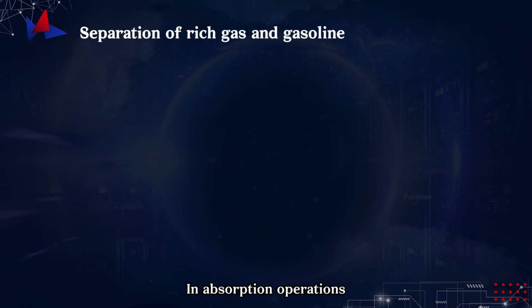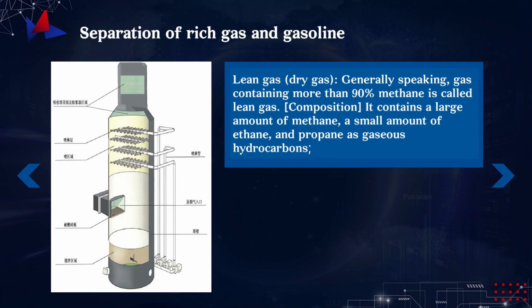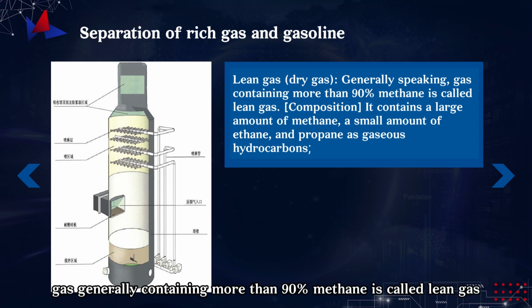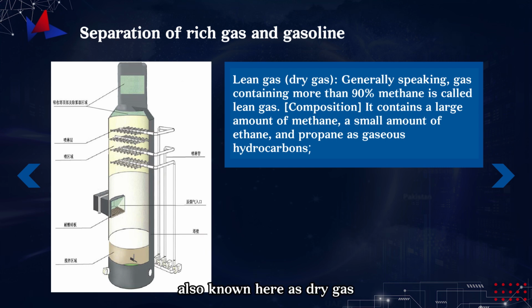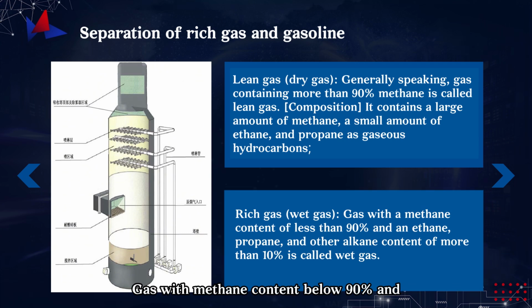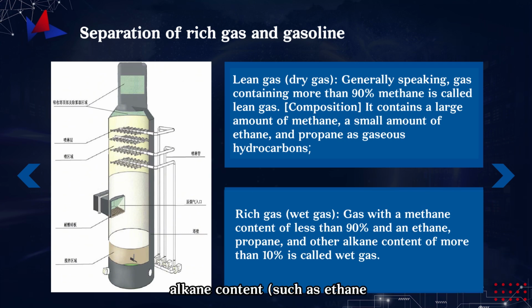In absorption operations, we often encounter two concepts, lean gas and rich gas. For catalytic cracking absorption-desorption units, gas generally containing more than 90% methane is called lean gas, also known here as dry gas. It is a gaseous hydrocarbon containing a large amount of methane and small amounts of ethane and propane. Gas with methane content below 90% and alkane content, such as ethane, propane, above 10% is called rich gas. In this unit, it is also termed wet gas.